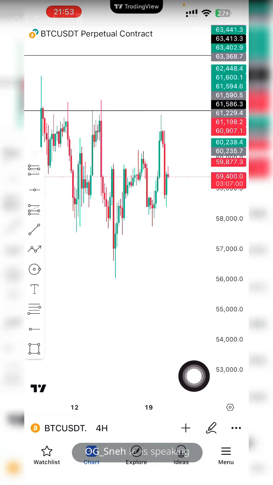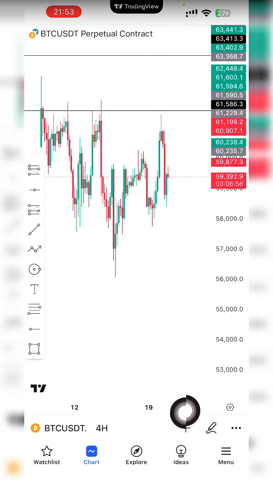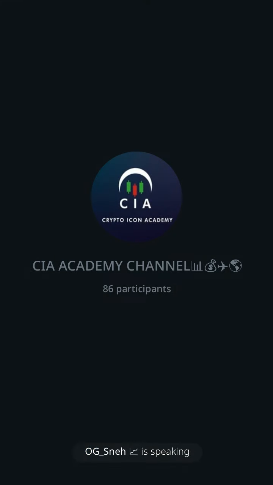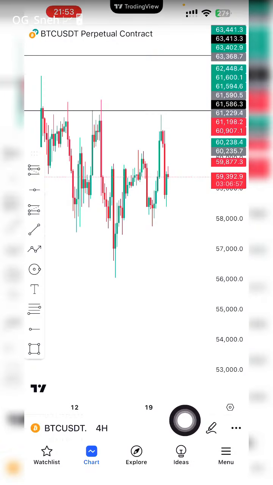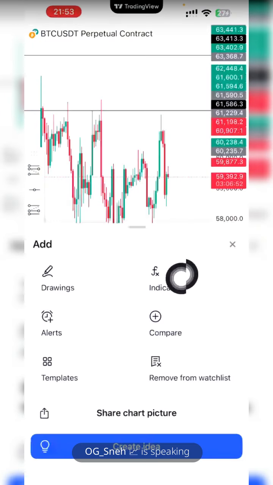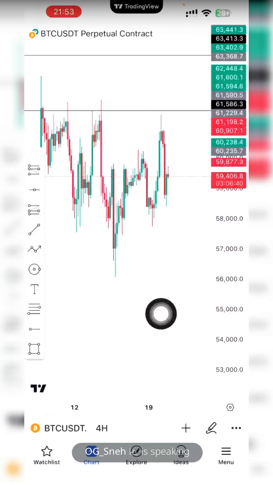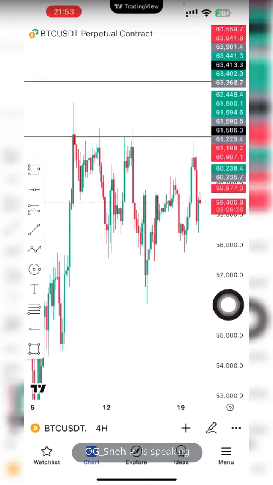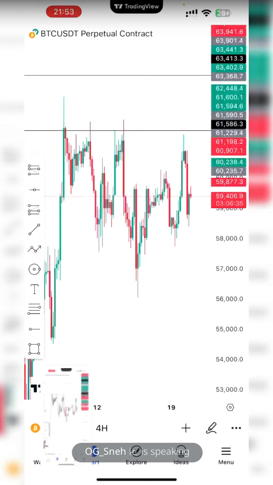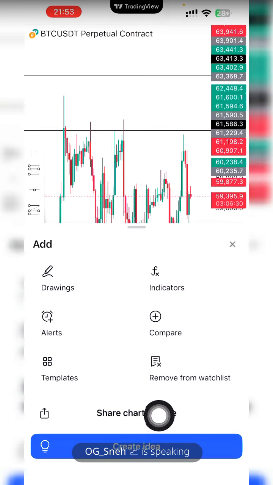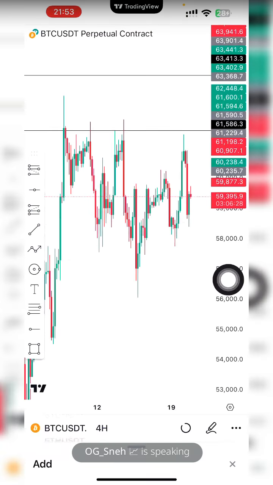So we've talked about time frame. Now let's go to this plus sign. What does this plus sign mean? Click on the plus so you can see drawings, FX indicators, alerts, compare, templates, remove from watch list. All this one does nothing concern you with this one. Let's say I want to share, like I finish analyzing. If you like, you can just screenshot your analysis. You see it has been screenshotted. Or you just come to this plus and click on what? Share picture.